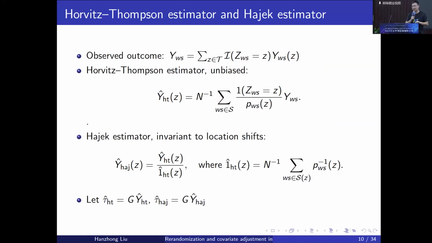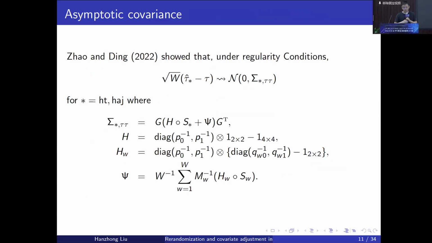And it is unbiased, but it is not invariant to location shifts. So to solve this problem, another widely used estimator is the Hajek estimator. It is equal to the ratio of the Horvitz-Thompson estimator of the average potential outcome and the Horvitz-Thompson estimator of a constant 1. Then by plugging in, we can obtain the Horvitz-Thompson and Hajek estimators for the factorial effect tau.